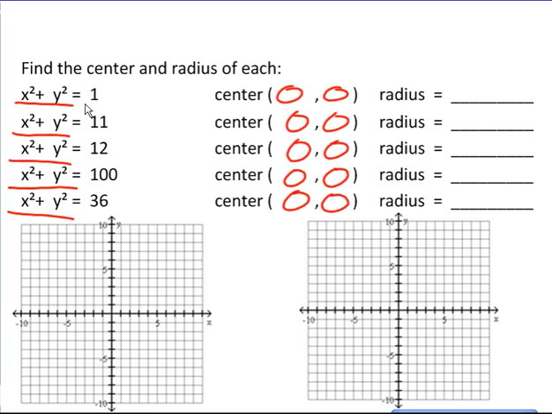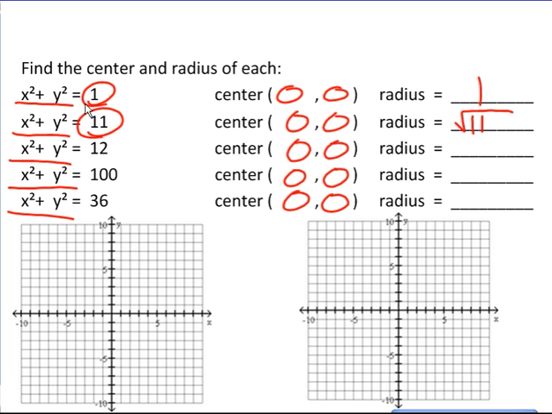So if we look at this first one, remember I told you to take the square root of that number. The square root of 1 gives me a radius of 1. How about this one? If I have 11 here and I tell you that the radius has to be the square root, what's the square root of 11? Well, it's going to be a decimal. There is no actual square root, so you're going to write the square root of 11.